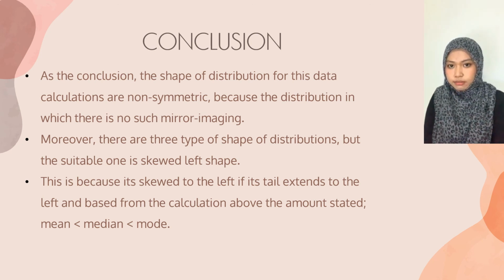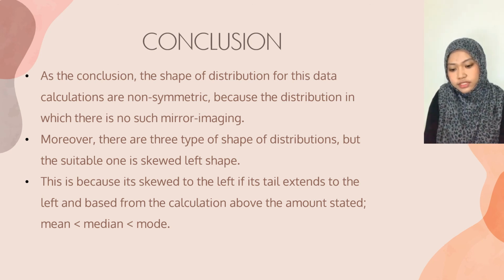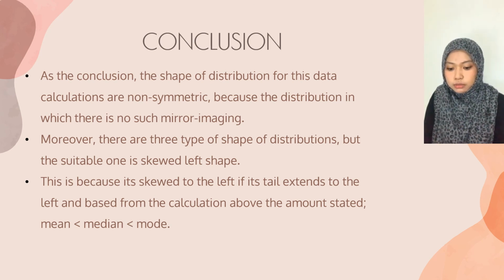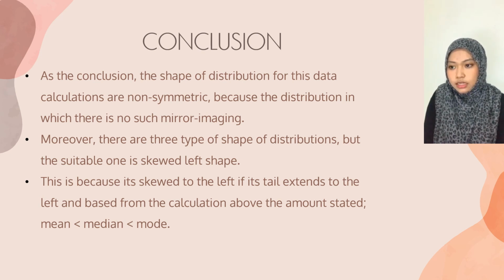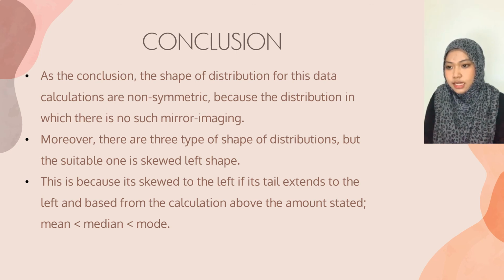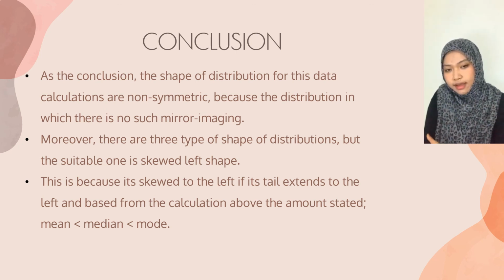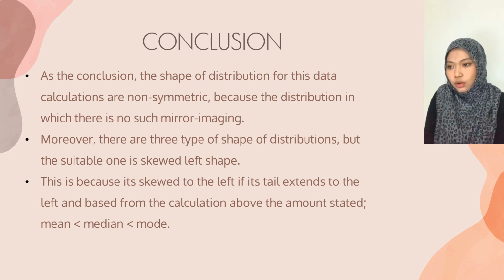As the conclusion, the shape of distribution for this data is non-symmetrical because there is no mirror imaging in the distribution. Moreover, there are 3 types of shape distribution, but we think the suitable one is skewed left. This is because a skewed left shape extends to the left, and based on the calculation above, we state that mean is less than median. So we finally conclude that the distribution is skewed left.